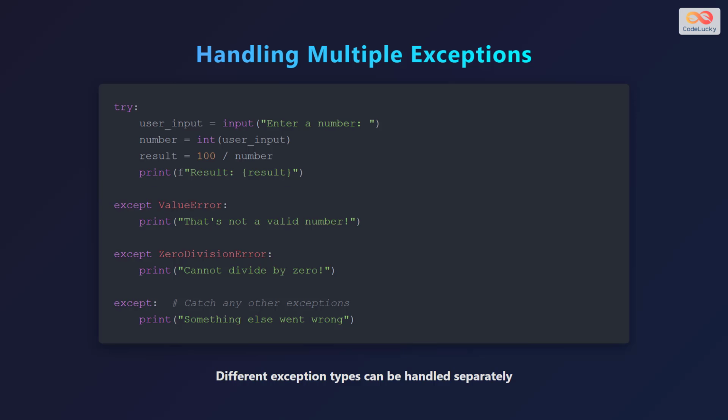If the user enters something that's not a number, a value error will be raised, and the first except block will handle it. If the user enters 0, a zero division error will be raised when we try to divide 100 by the number, and the second except block will handle it. The last except block without a specific exception type acts as a catch-all for any other exceptions that might occur.